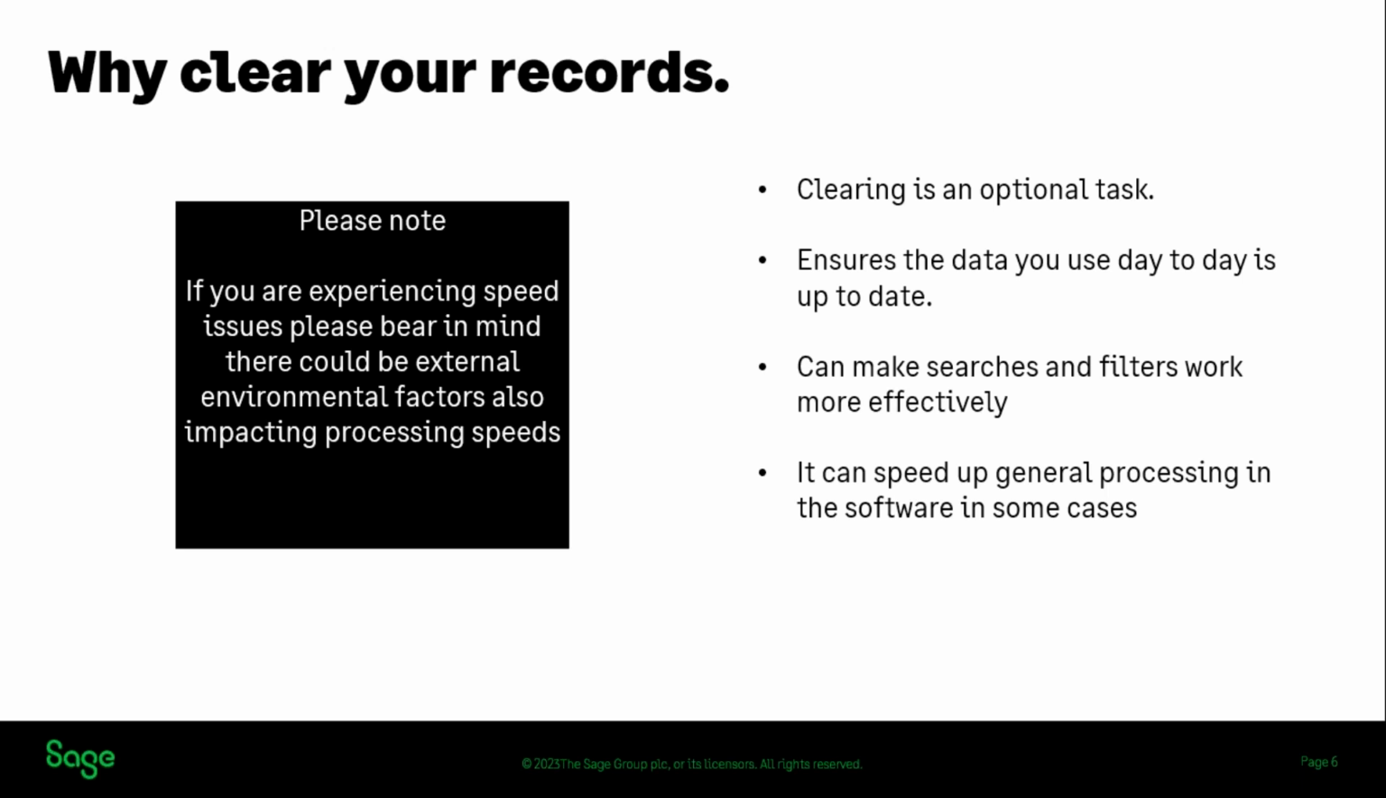It just means that if you do clear out your older data, the data you're using is the most up-to-date data. So it means that you can access everything that's up to date as of today, rather than scrolling through much older data that may be null and void as of today. You can also make your searches and filters within the software work more effectively. If they're only searching through live data or up-to-date records, they will work more effectively for you. And it also means that general processing could potentially be a bit speedier. If you're not having to scroll and search through lots of inactive records, processing can be a little bit quicker.